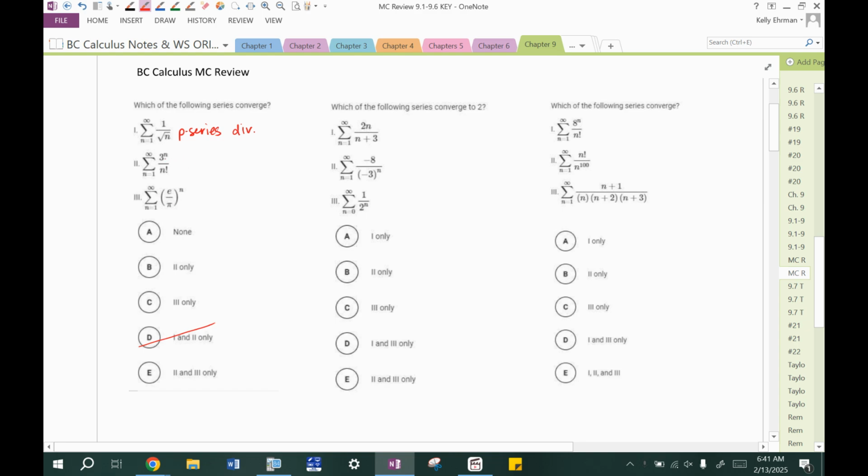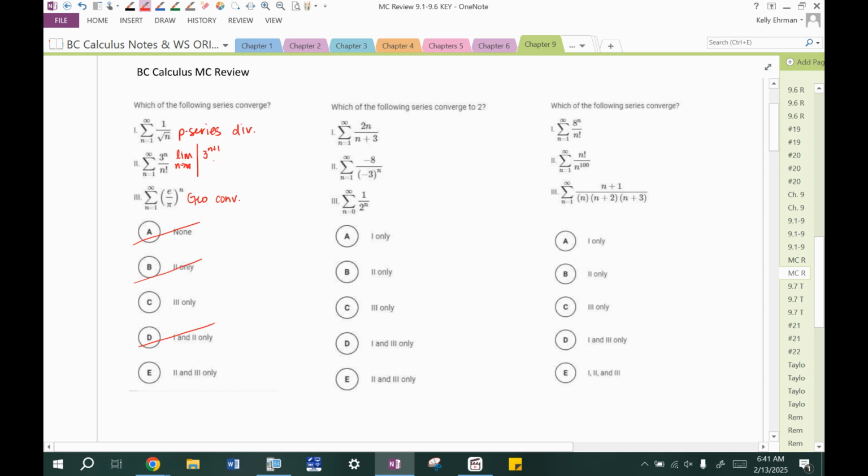This next one, actually, let me skip to 3 because this is geometric, and E is 2 point something, pi is 3.14. So this is geometric and it converges. So none is out, 2 only is out. And then back here, I need to do like a ratio test on this one. So I'm going to try to squeeze it in here.